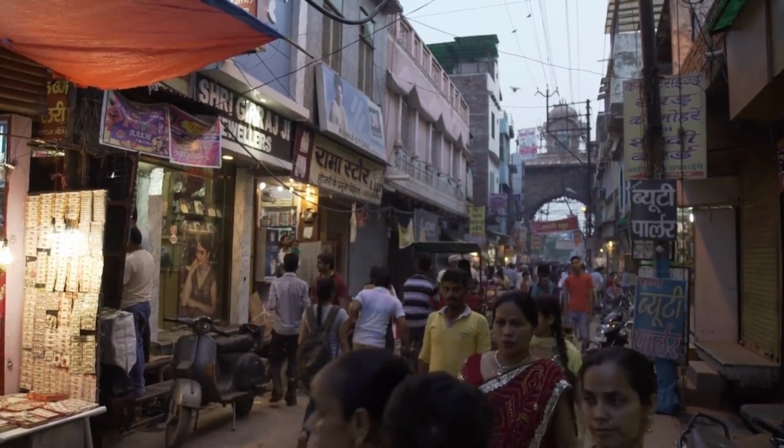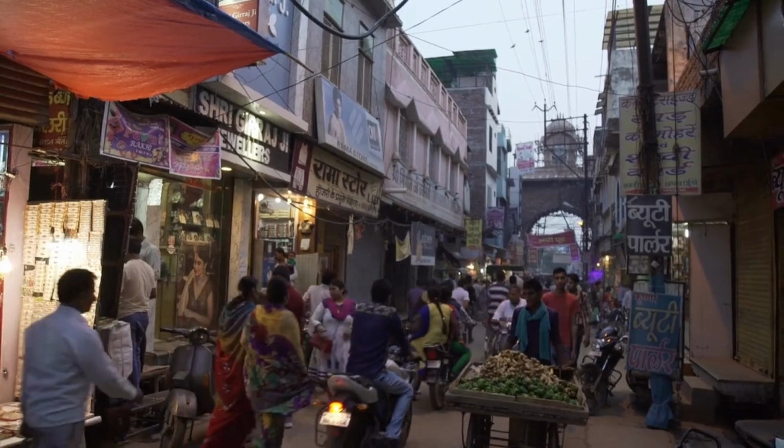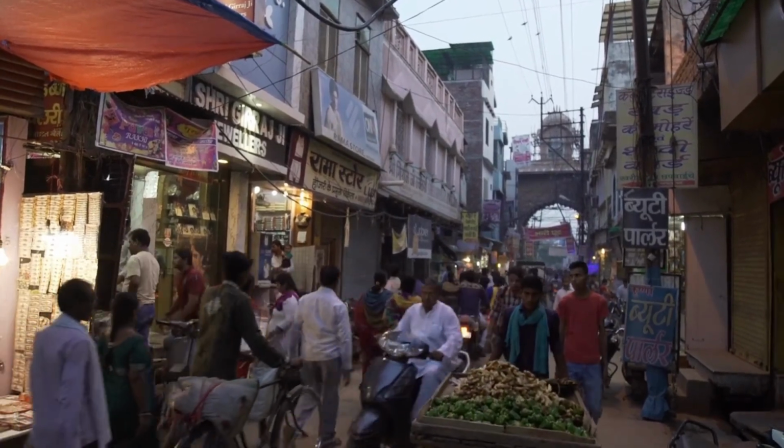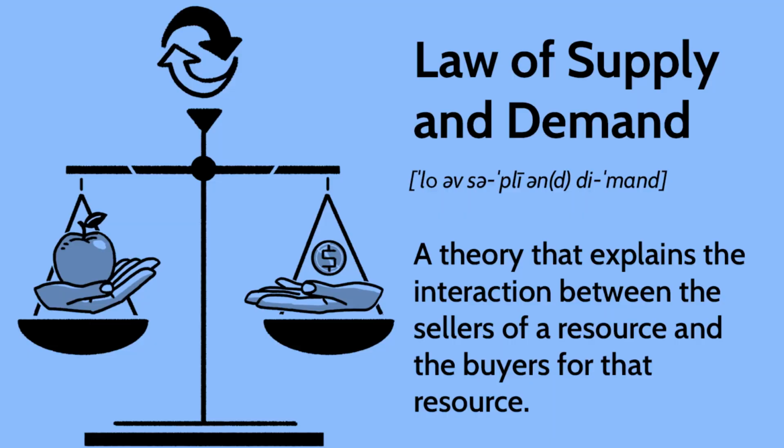Supply refers to how much of a good producers are willing to offer at different prices, while demand reflects how much a consumer wants to buy. When demand exceeds supply, prices tend to rise, but when supply outpaces demand, prices fall. This is how the market naturally finds equilibrium.